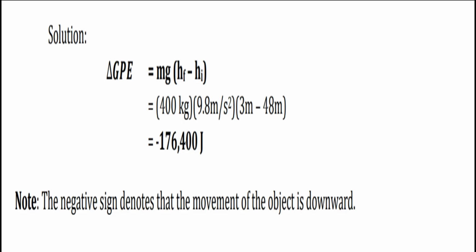Using the formula change in GPE is equal to mg multiplied by the change in height, we have our solution: 400 kg multiplied by 9.8 meters per second squared multiplied by 3 meters minus 48 meters, we have negative 176,400 joules. The negative sign denotes that the movement of the object is downward.